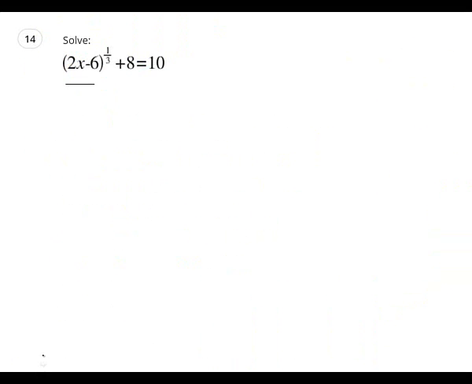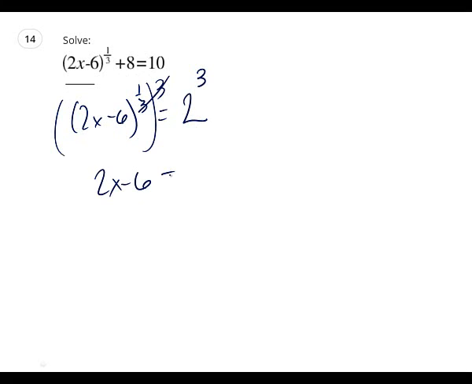Okay, looking at 14, the first thing I need to do is move this 8. How do I move the 8? Subtract it. What is 10 minus 8? 2. And what power do we raise it to in order to get rid of the 1/3? We're going to cube it. So that gets rid of this. You get 2x minus 6 equals, what's 2 cubed? 8. How do I move the 6? Good. And how do I move the 2? Divide, and we get 7.